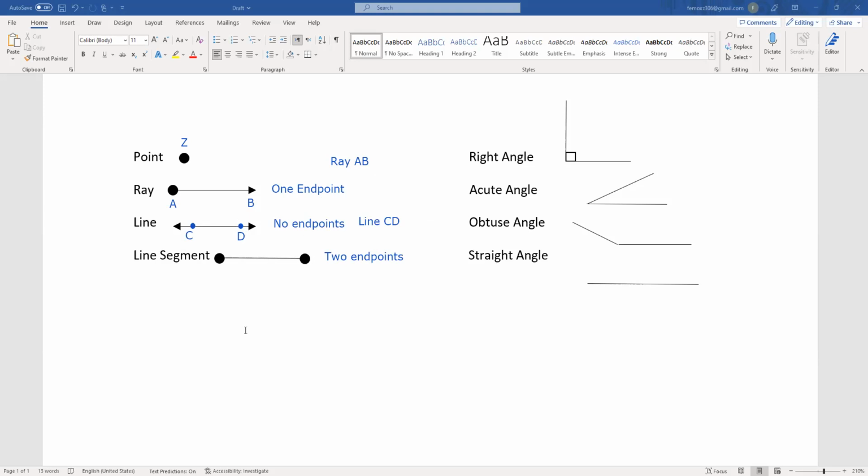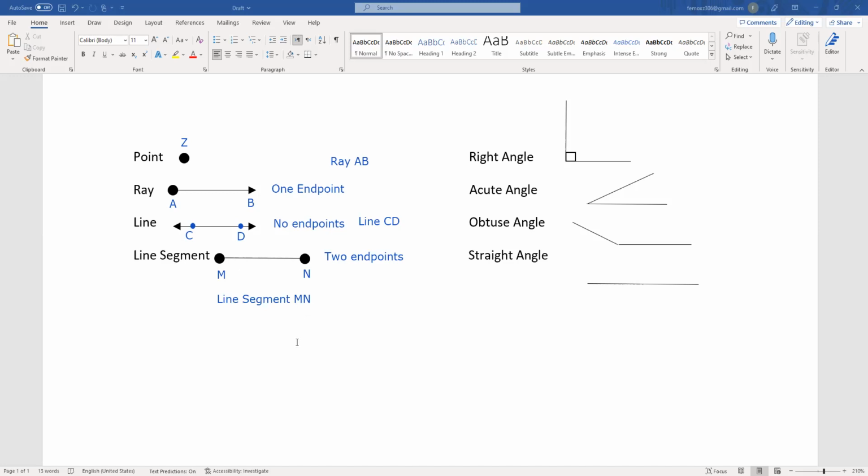And the last one is a line segment. A line segment always has two endpoints. It has no arrows at either side. So let's say here M, and here we have N. This one we call line segment MN. Okay, this is what you need to know. I hope it can clarify for you whatever we studied.